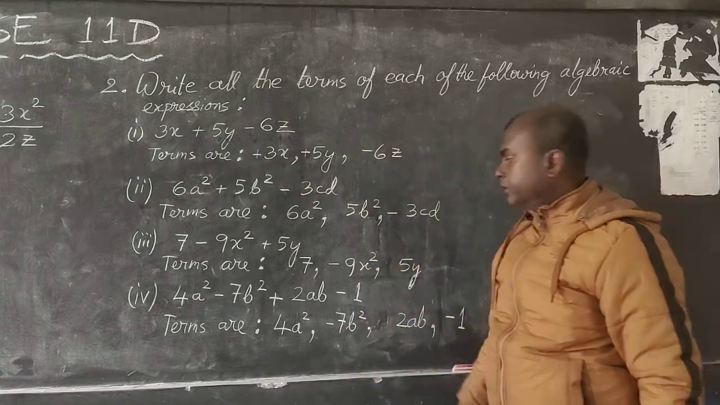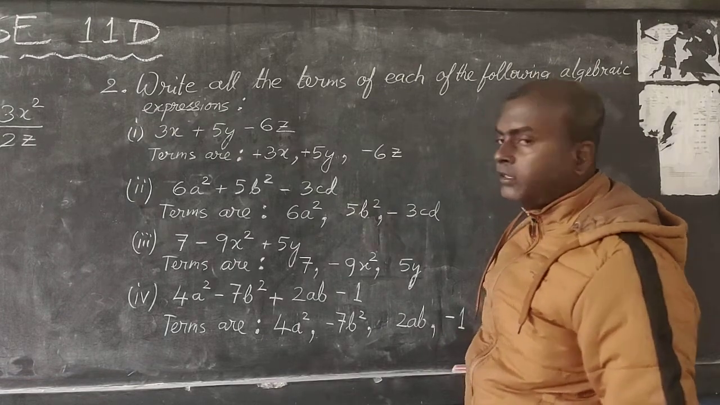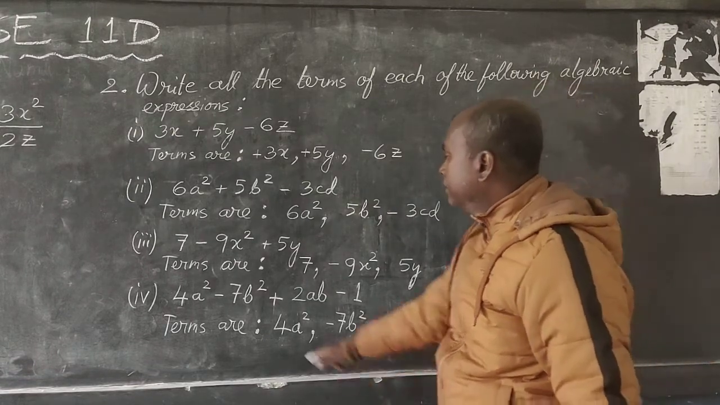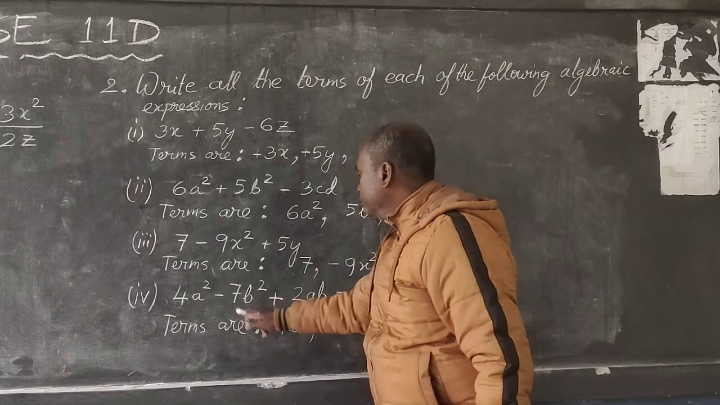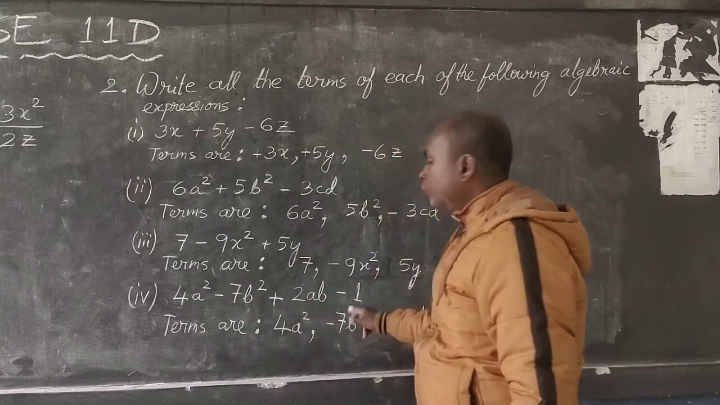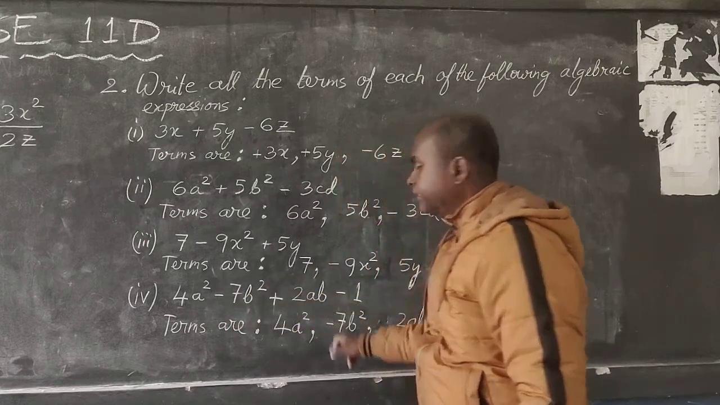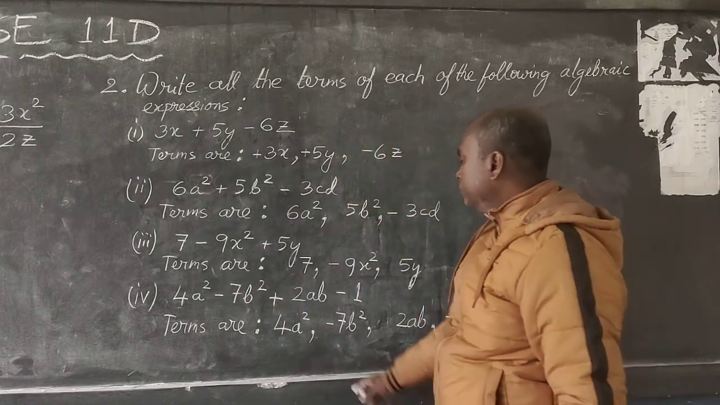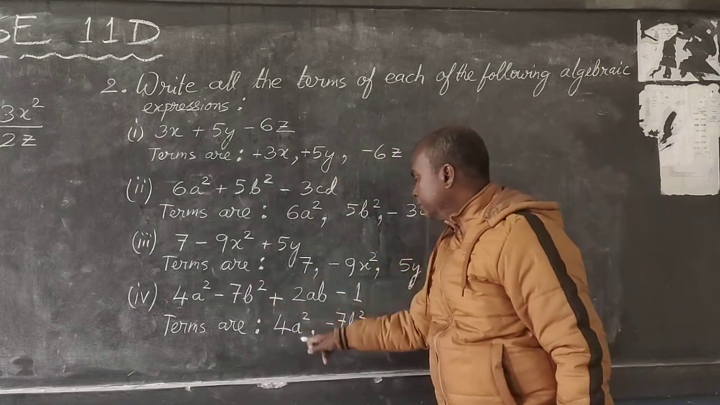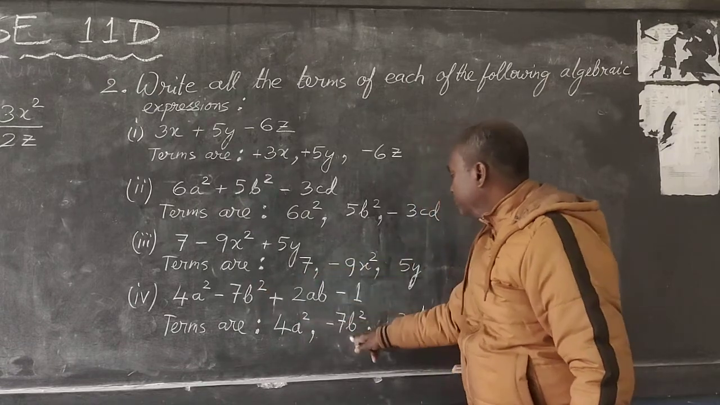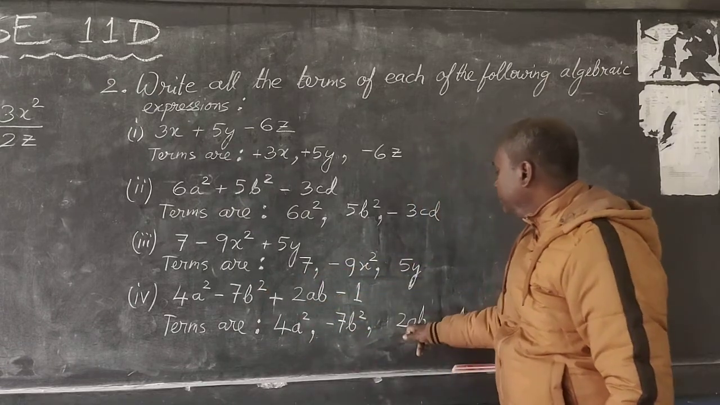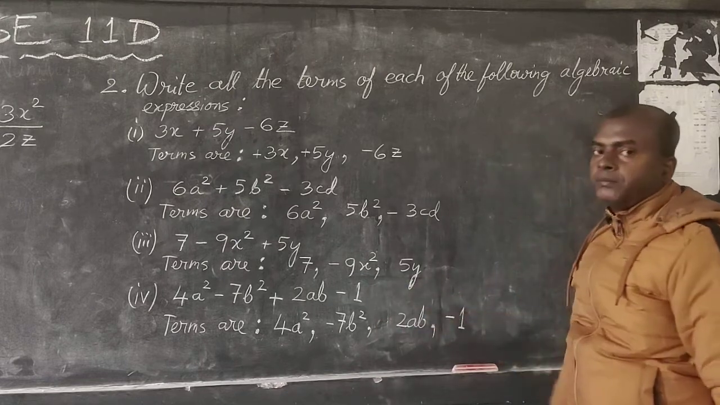Okay, the fourth one also is likewise. In the fourth one, you see how many terms are there? 1, 2, 3, 4 terms are there, separated by 3 signs, minus, plus and minus. Okay, so the terms are written over here: 4a square, minus 7b square, 2ab, minus 1.